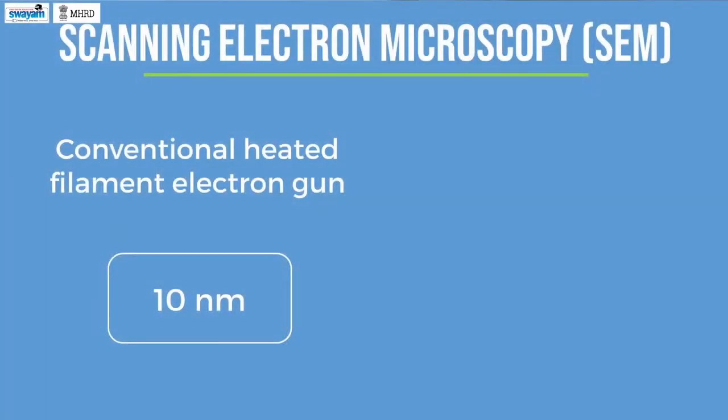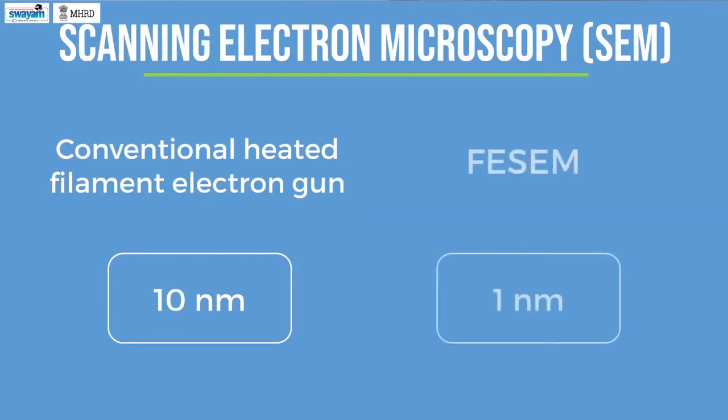Resolution of a scanning electron microscope depends upon the primary electron beam diameter. With a conventional heated filament electron gun, we can obtain an image resolution up to 10 nanometer, whereas a field emission scanning electron microscope gives an image resolution up to 1 nanometer.